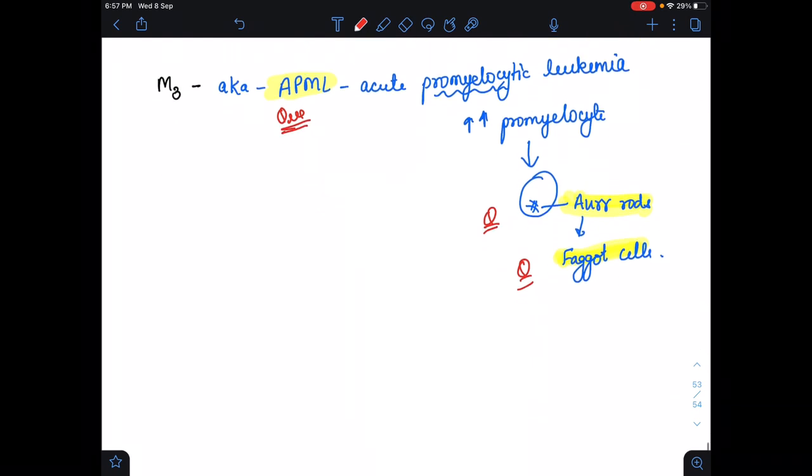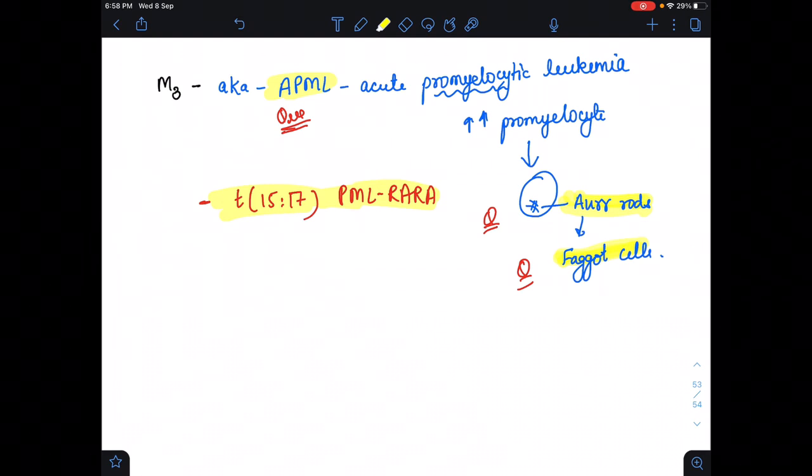So these are the 3 questions till now: Auer rods, faggot cells, or the other name for M3 AML. Now my second question about M3 AML is that in this the translocation 15:17 is seen. Please remember, in this PML-RARA translocation is seen, that is translocation 15:17. Please remember it, it is also a very high yielding question.